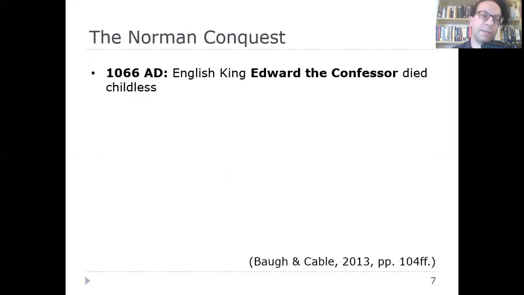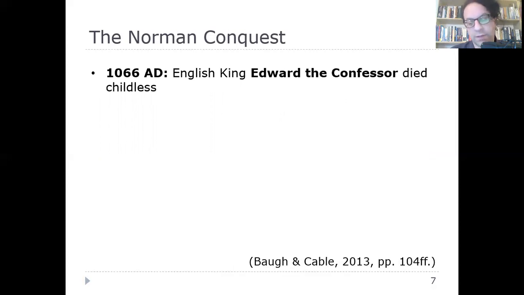Okay, the Norman conquest of England then, interestingly, is spread out over the entire year 1066. So it all begins when the king of the Anglo-Saxons, Edward the Confessor at the time, in the first week of January, died and left no heirs behind.